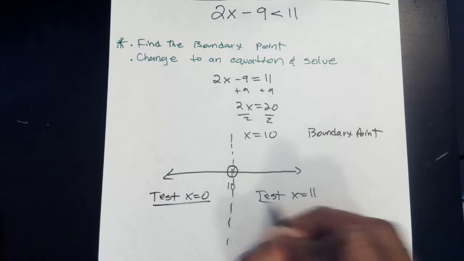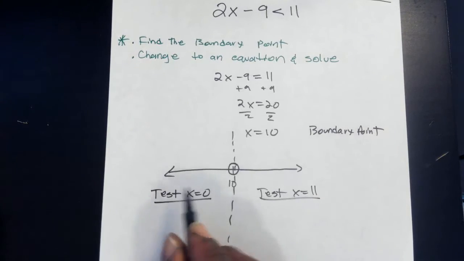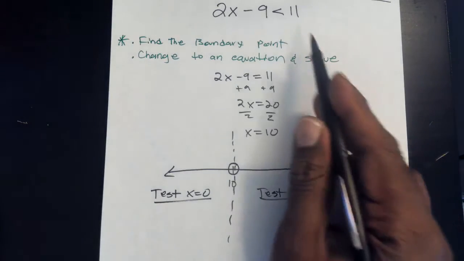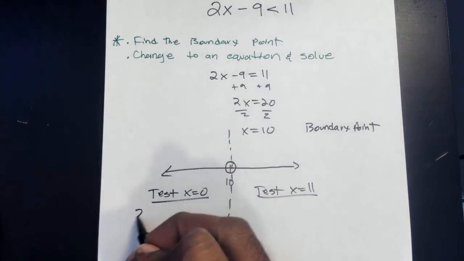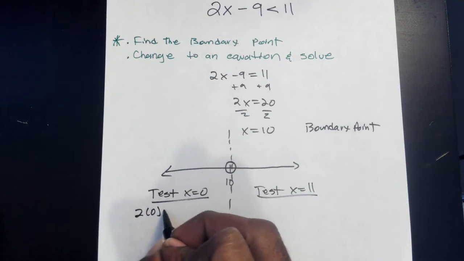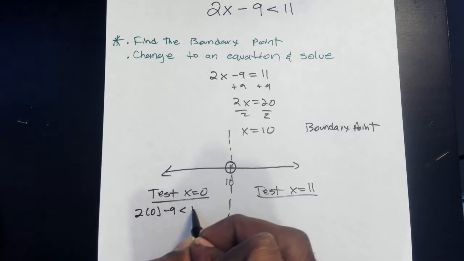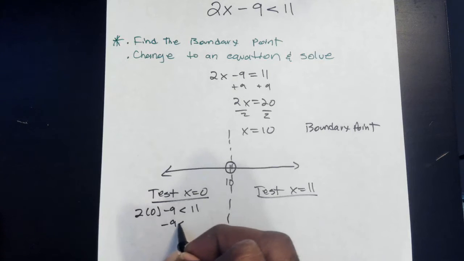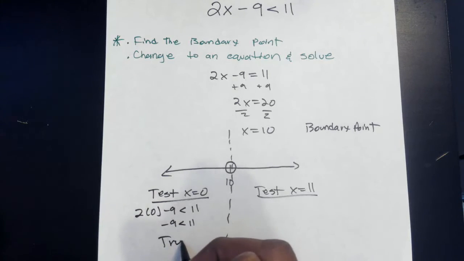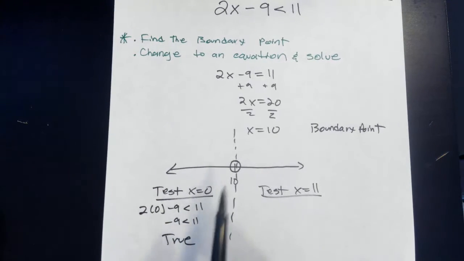Here's what happens when we plug in x equals 0 into our original inequality. 2 times 0, take away 9. We want to see if this is less than 11. Is negative 9 less than 11? This is true.